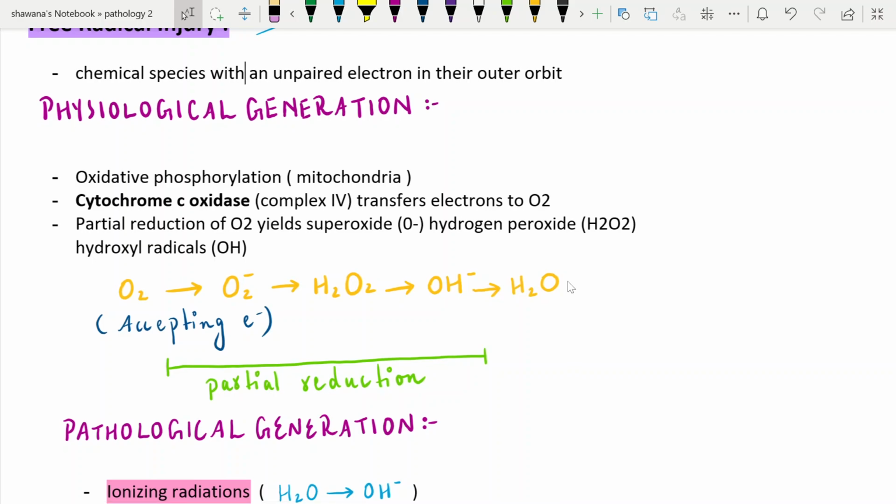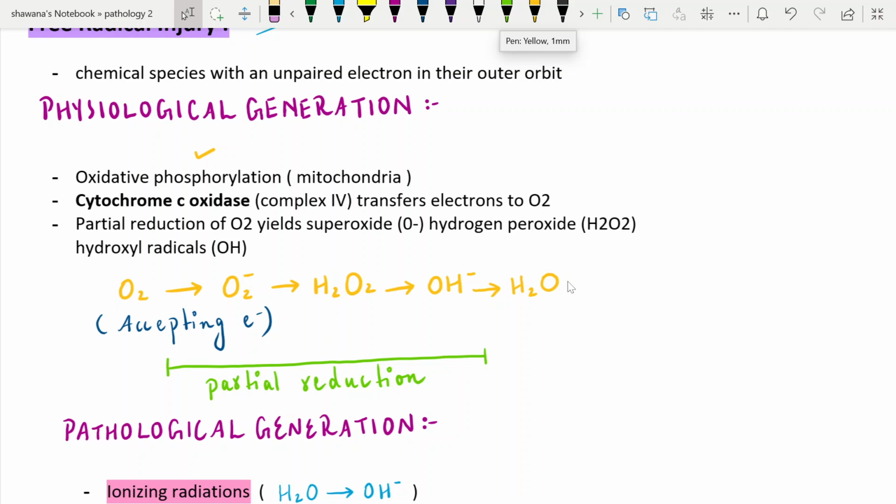But there are two types of generation of free radicals. It can be physiological and it can be pathological. Physiological generation of free radicals occurs during oxidative phosphorylation inside the mitochondrial inner membrane. All human beings and living organisms rely on oxidative phosphorylation for the generation of ATP.